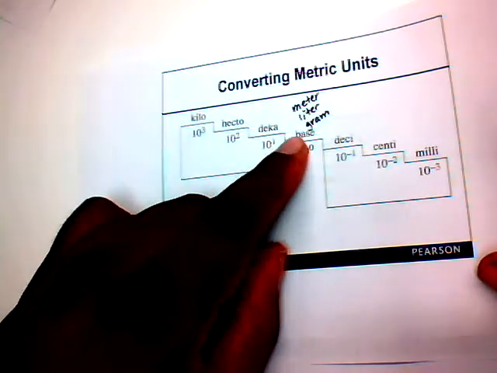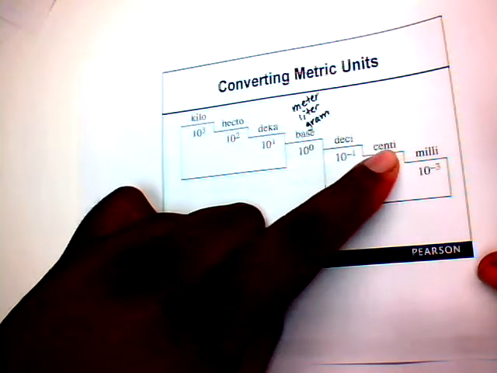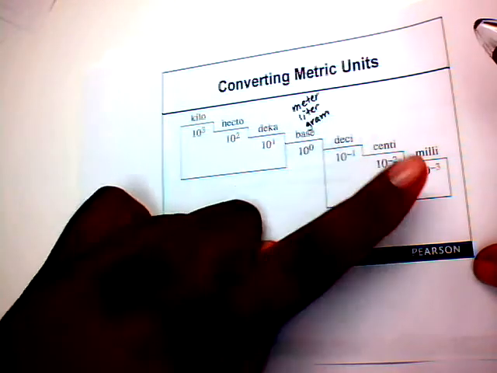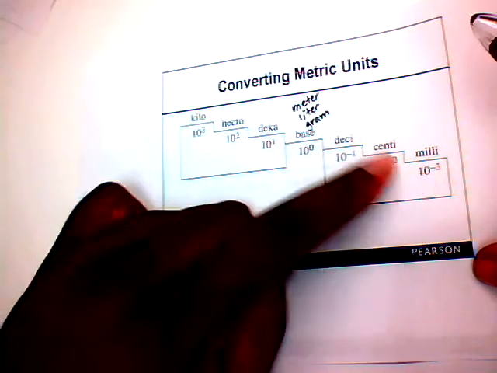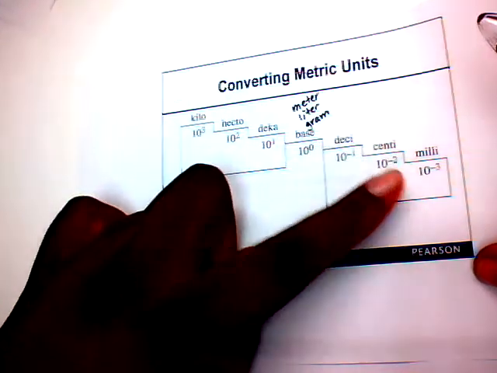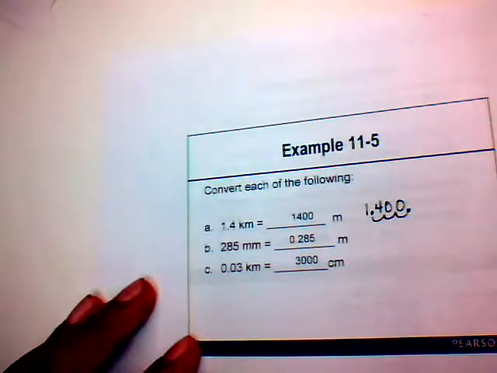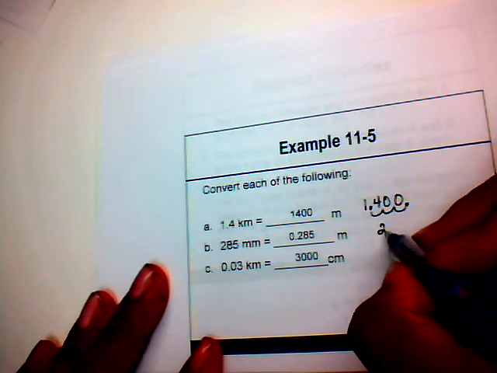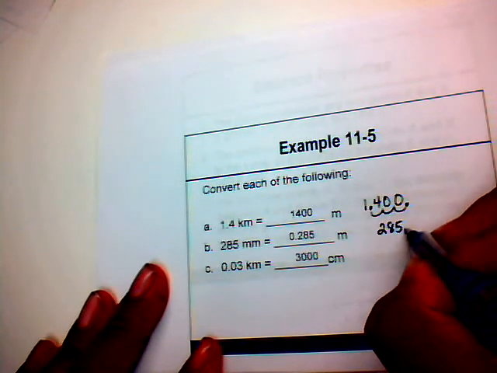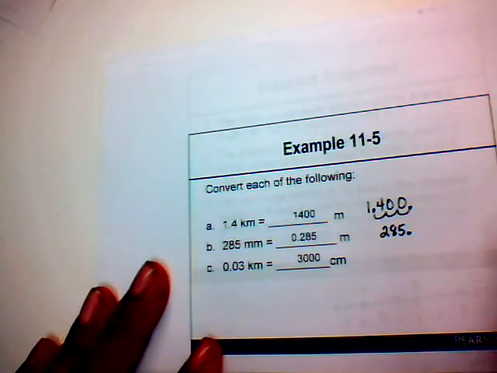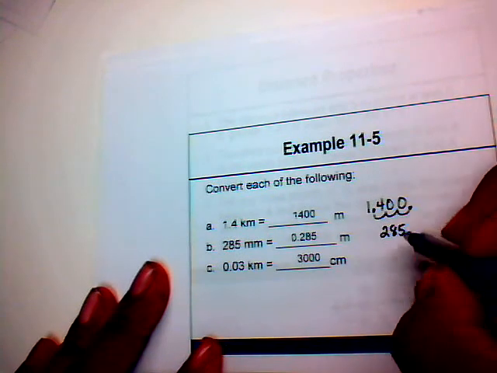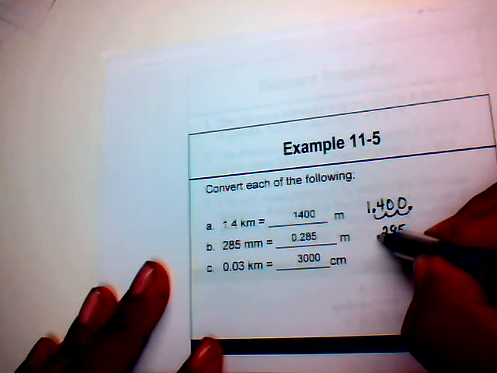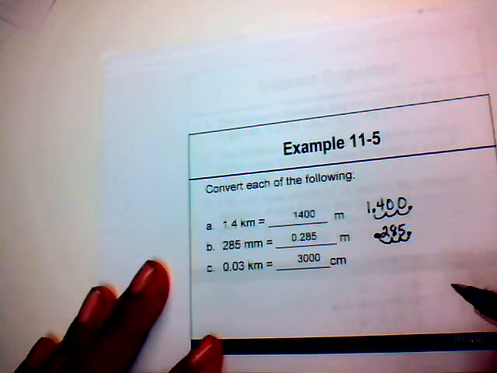From millimeters to meters, we have to go 1, 2, 3 places to the left. That's 3 places to the left. So in 285, we got to move this decimal point. The decimal point is always on the end of a whole number, so we need to move this decimal point 1, 2, 3 places to the left.